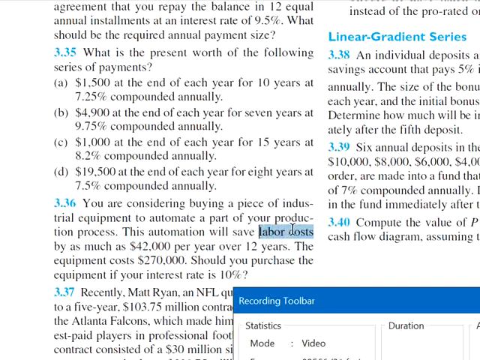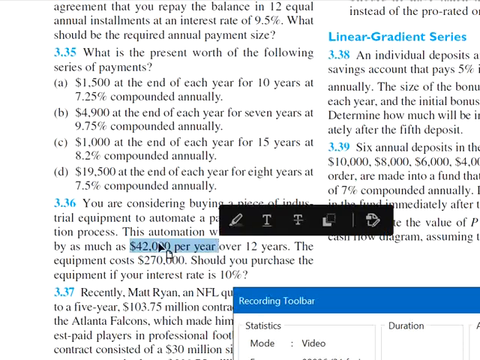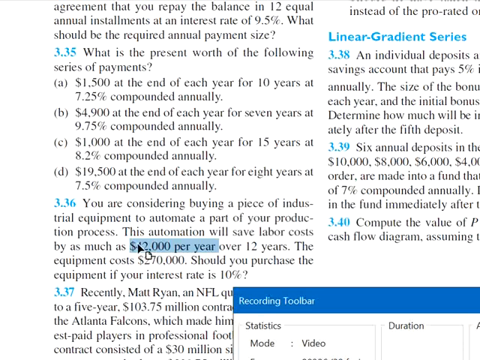If you save labor cost, it means there will be an increase in your profit, which is a benefit. So the benefit is 42,000 per year. Every year this will be your benefit. So is this your P, F or A? Can you think about it? It is A, yes. So 42,000 per year is our annual benefit. Equipment cost is 270,000. Should you purchase the equipment or not?